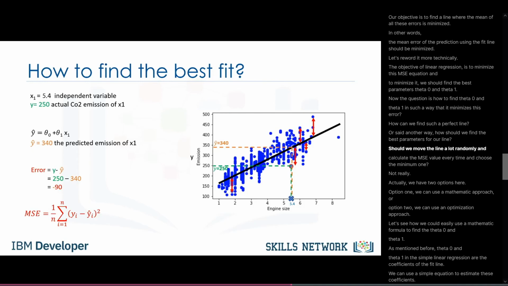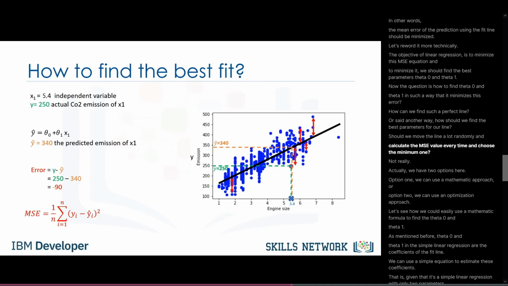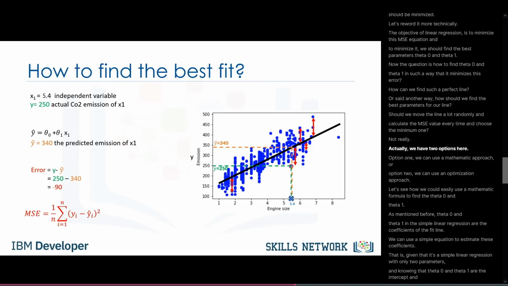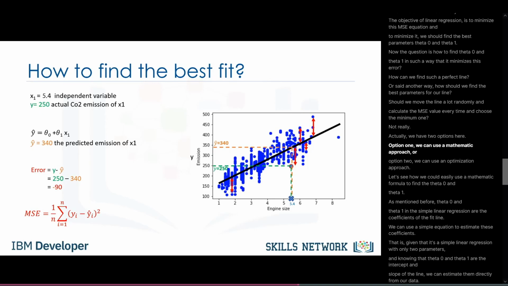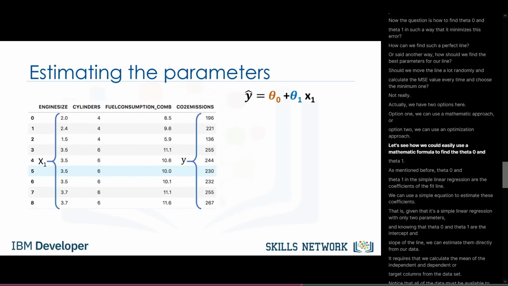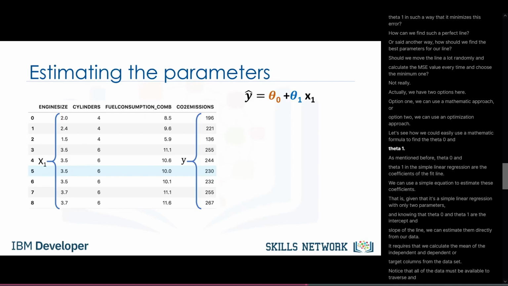Should we move the line a lot randomly and calculate the MSE value every time and choose the minimum one? Not really. Actually, we have two options here. Option 1, we can use a mathematic approach, or option 2, we can use an optimization approach. Let's see how we can easily use a mathematic formula to find the theta 0 and theta 1.